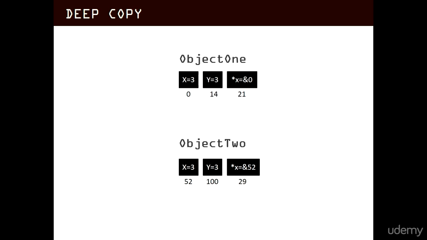Now let's see what happens in deep copy. We readjust our pointers so it starts pointing to a different address. So now let's head over to Visual Studio and see how we're going to be implementing this.